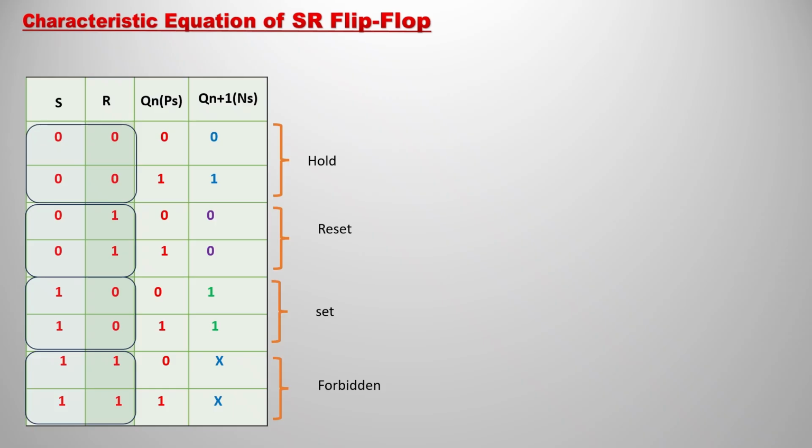Hold condition. So what does the hold mean? The next state would be the same as the present state. So in the present state we have 0 1, and in the next state also we are going to have 0 1 only. In the next two conditions we are going to have S and R as 0 1.